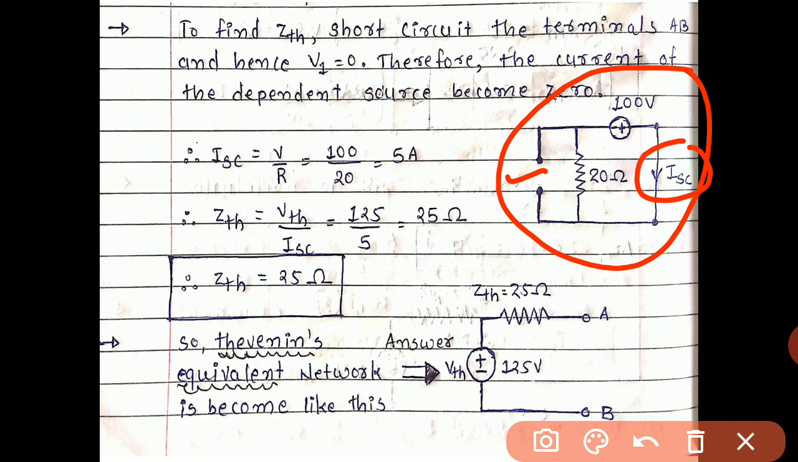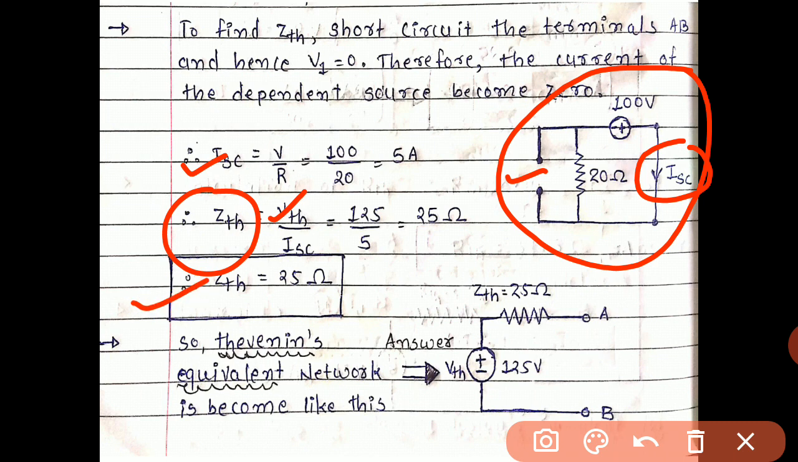So ISC becomes V upon R. V equals 100 volt, R equals 20, so 5 ampere we get. We have both the values VTH and ISC, so we can easily calculate the ZTH. ZTH equals VTH upon ISC, that is 125 divided by 5, so 25 ohm. So ZTH we achieved, that is 25 ohm.